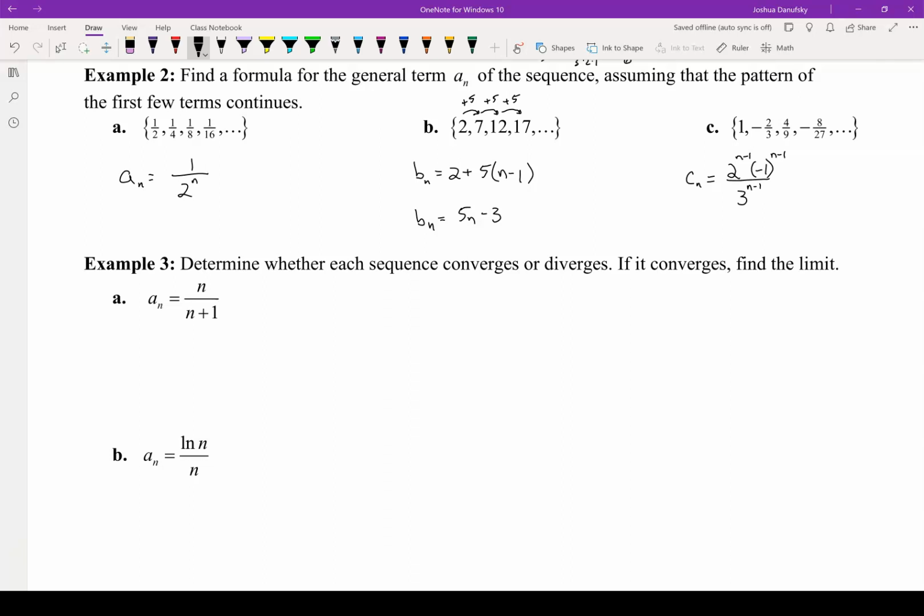Now, because each base has the same exponent, we can rewrite it this way. Again, pause the video, plug in the values 1, 2, 3, and 4 in for n, and you'll see that it gives you that sequence.